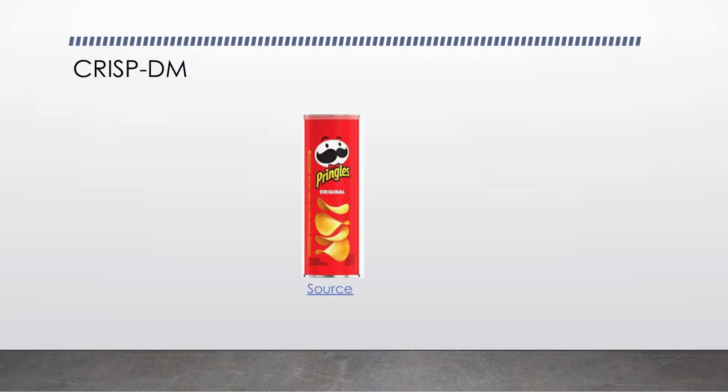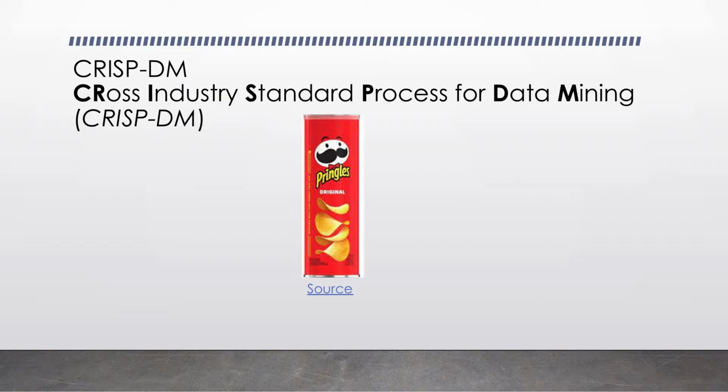Our first step in doing data analytics is the CRISP-DM process. Unfortunately, this has nothing to do with Pringles or any other kind of chip, but it stands for the Cross-Industry Standard Process for Data Mining. This is a way of handling data science projects. It's a bunch of steps, and in the next slide, we're going to talk about these steps.